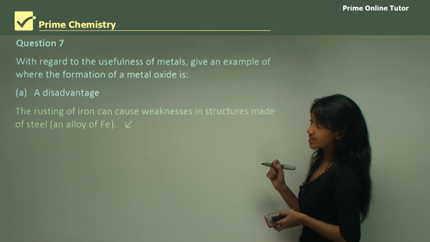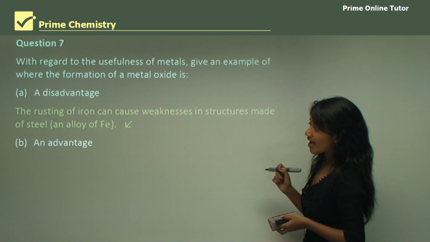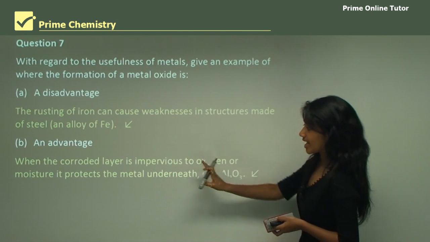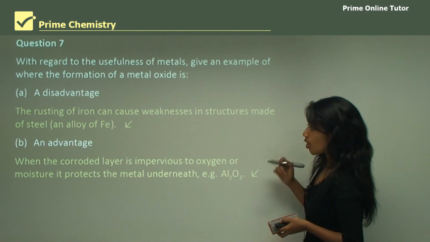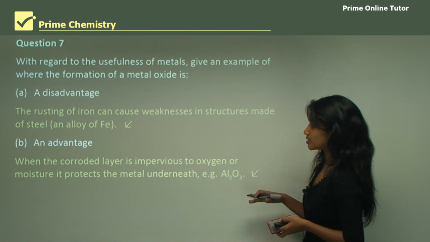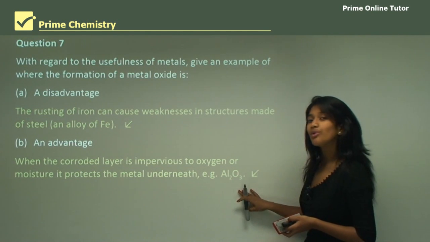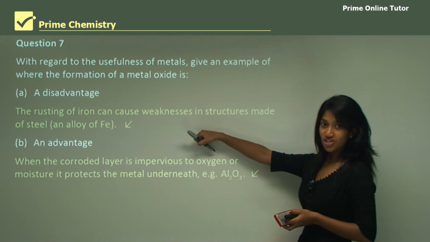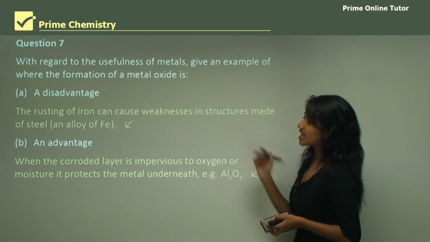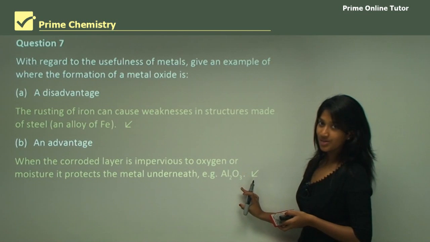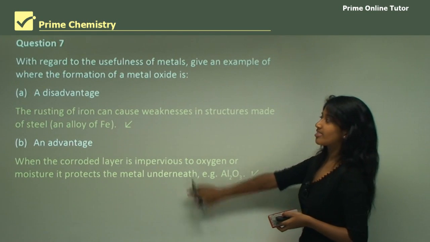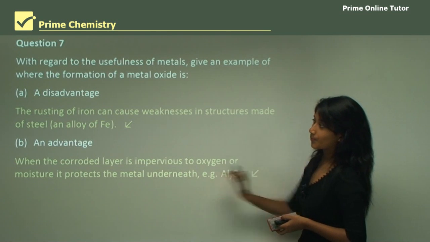So that's a disadvantage. Now as an advantage you would write when the corroded layer is impervious to oxygen or moisture, it protects the metal underneath. So for example, aluminium oxide, remember the layer is impervious to oxygen. That means it's actually protecting the metal. So this would be categorized as an advantage. And that's how you would define each.